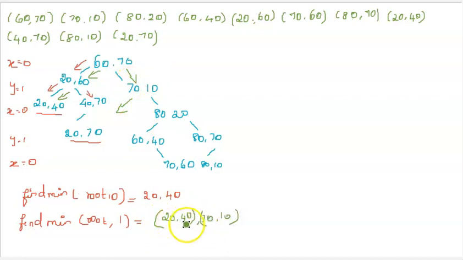Okay, so I have 20 40, 70 10 and 60 70 also. 3 points are there from this scanning, so I have to choose the minimum. So here y is 40, here it is 10 and here it is 70. So I am choosing the minimum one. So find minimum in the y dimension will give you 70 10. So this is going to be your answer, right?